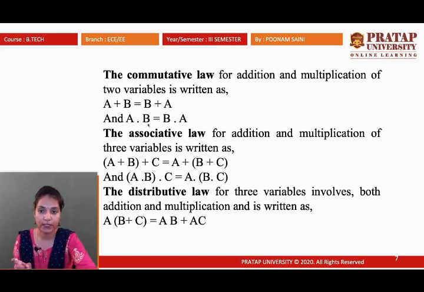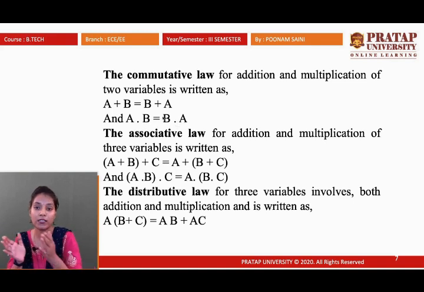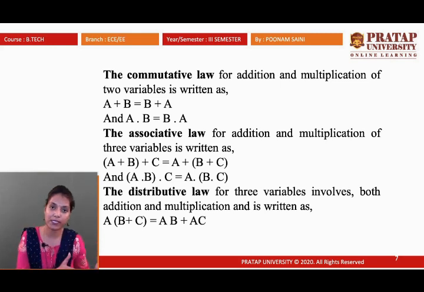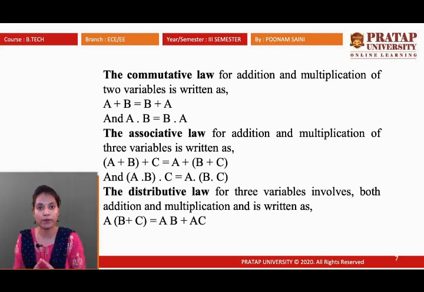Or in multiplication, we can say that A is 1, B is 0. Then 1 dot 0 is equal to 0. Similarly, B is 0, A is 1, 0 dot 1 is 0. So 0 is equal to 0. That means in the commutative law, we can prove that LHS is equal to RHS. In the addition form, A plus B is equal to B plus A. In the multiplication form, A dot B is equal to B dot A.